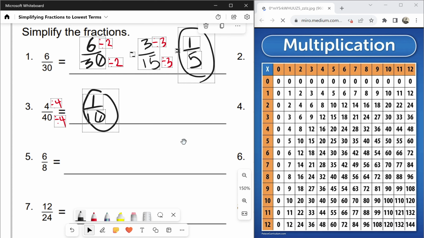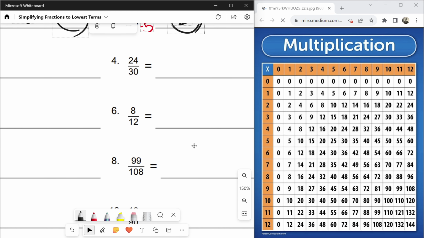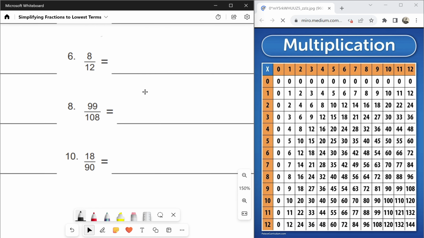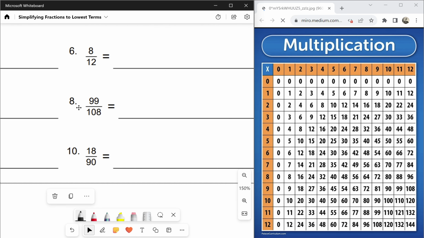Okay, I want to do one more. Let's make it a hard one. 24 out of 30, 99 out of 108. Let's do that. That's a weird looking one. 99 out of 108. This one right here, number 8.